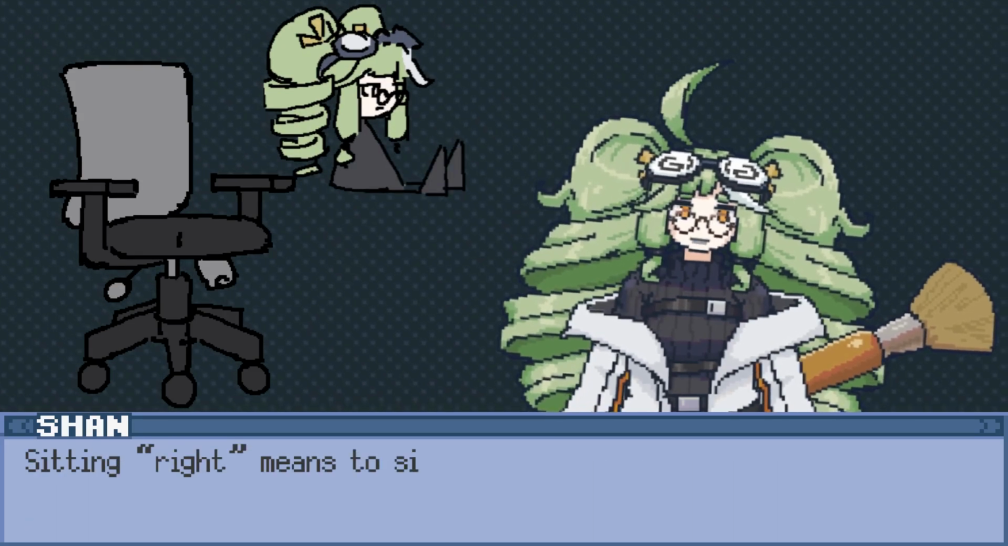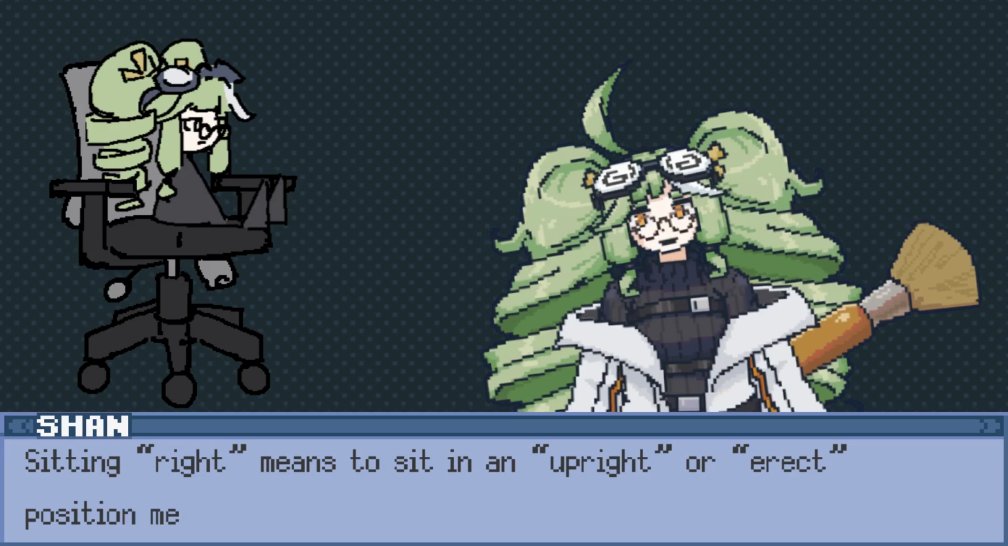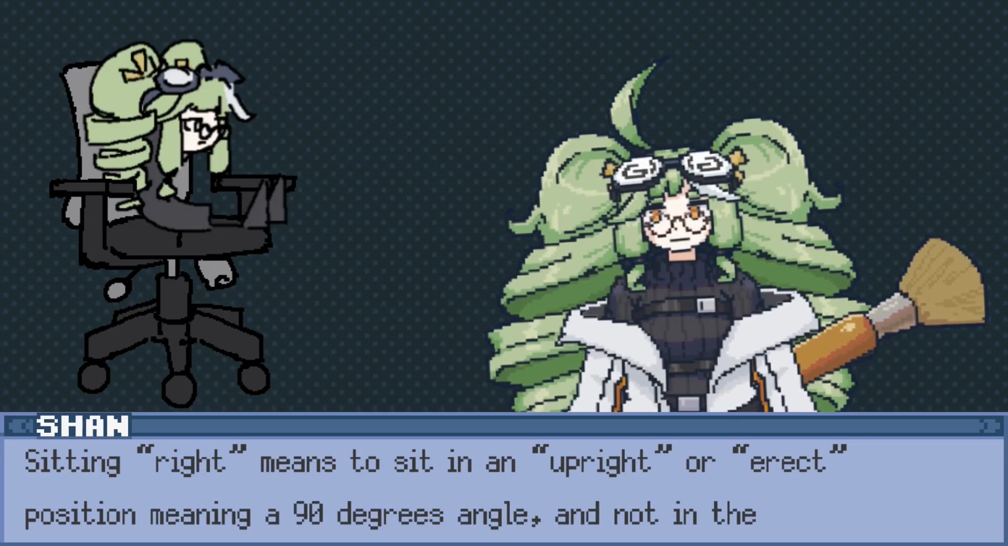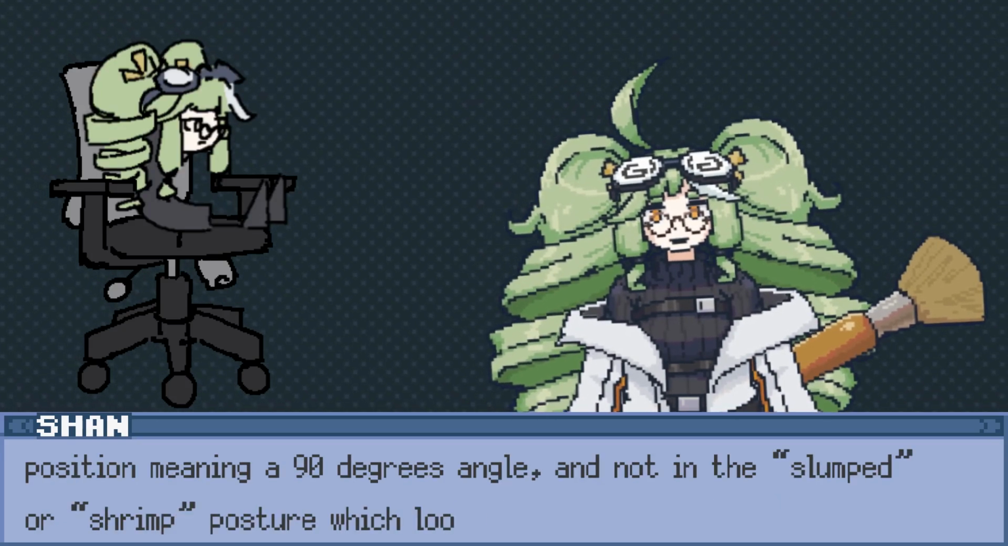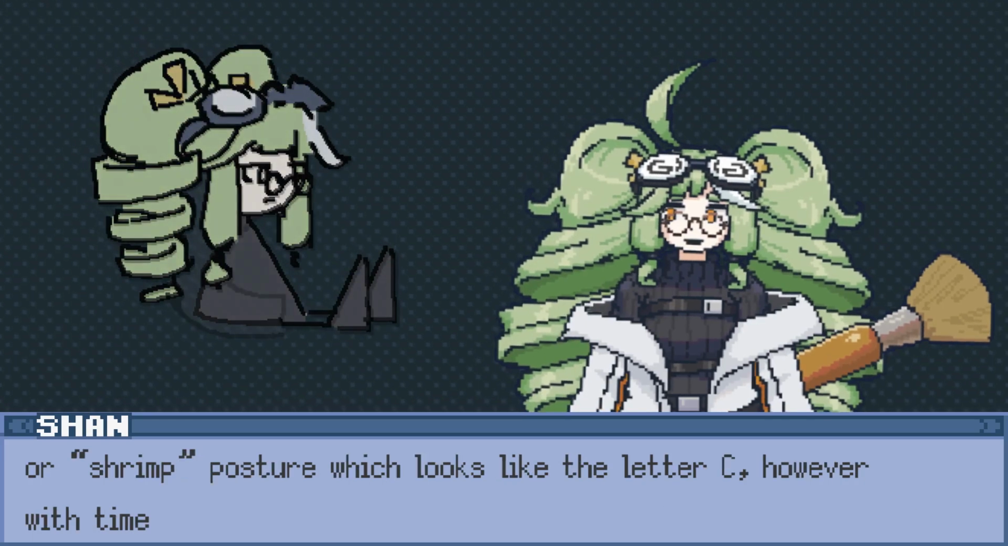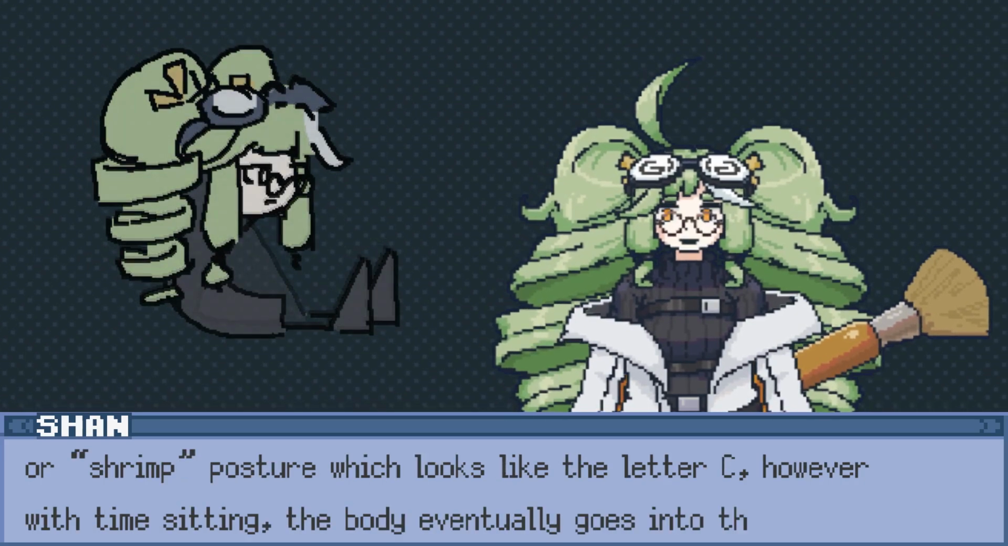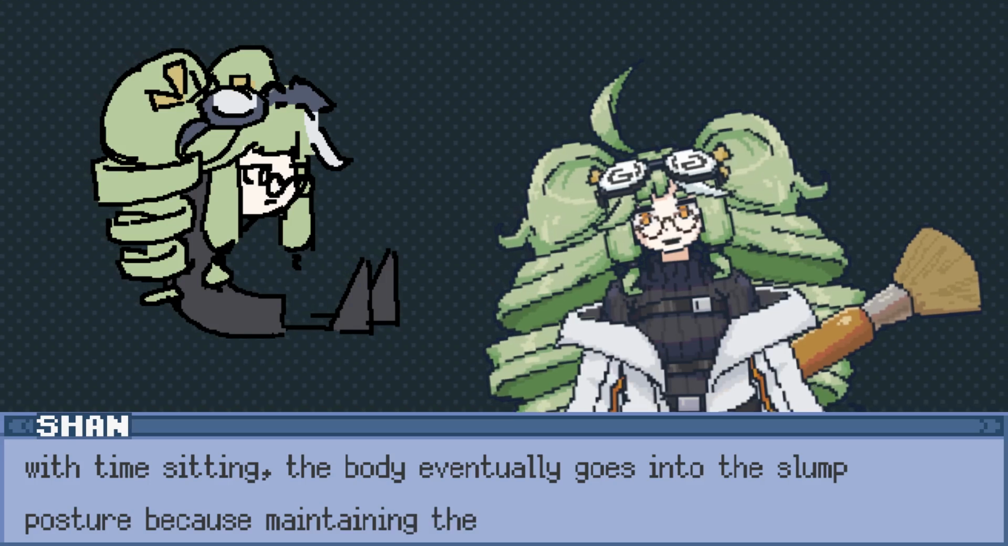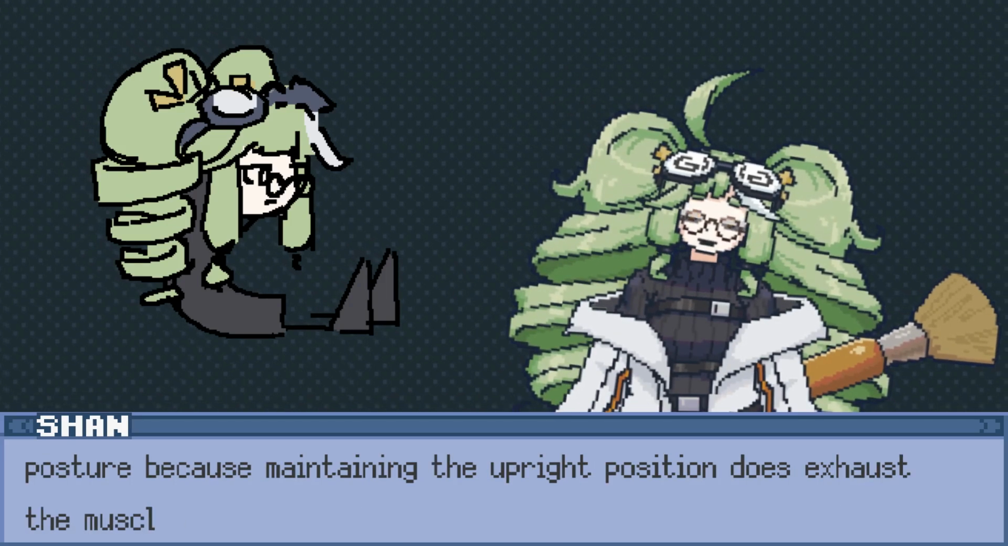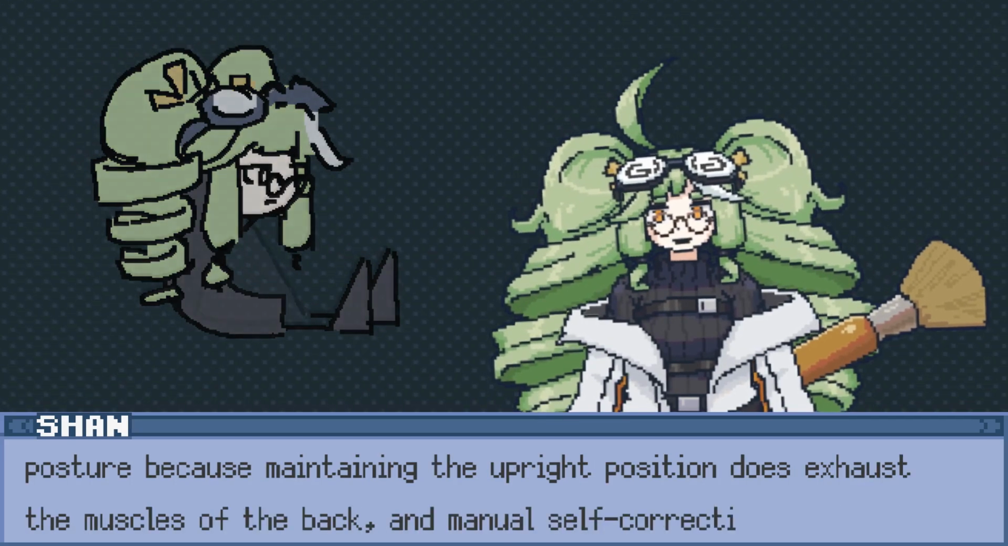Sitting right means to sit in an upright or erect position, meaning a 90 degrees angle, and not in the slumped or shrimp posture which looks like the letter C. However, with time sitting, the body eventually goes into the slump posture because maintaining the upright position does exhaust the muscles of the back, and manual self-correction is needed with time.